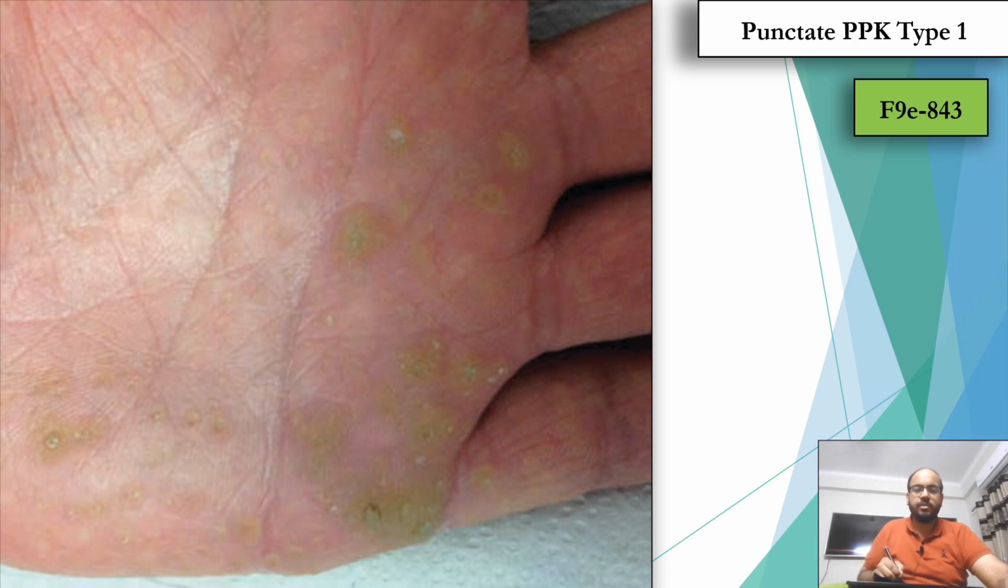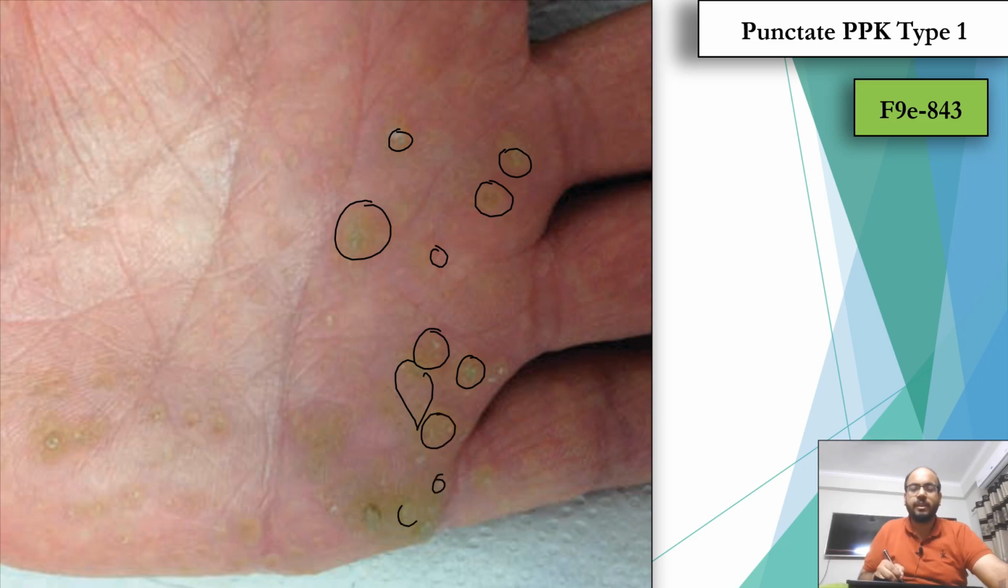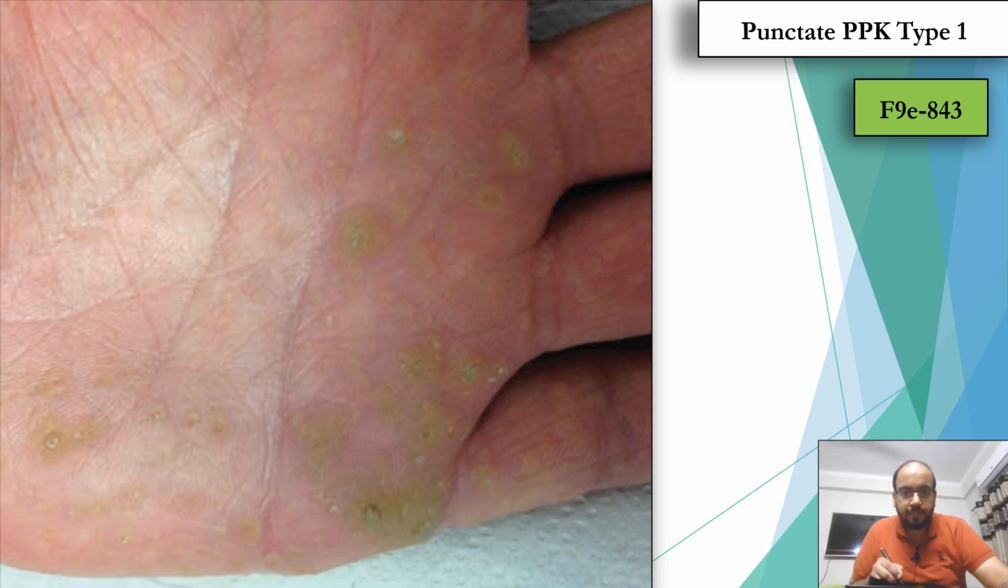So here I've taken this picture from Fitzpatrick and you can see little pinpoint or papular lesions. They are not linear like striate. They are not larger than focal. They are little cone-like morphology. Okay, cones or wart-like morphology. So that is one of the important differentials of punctate PPK. So this is punctate PPK type 1. Let's move forward.